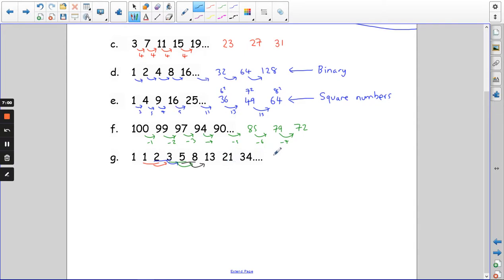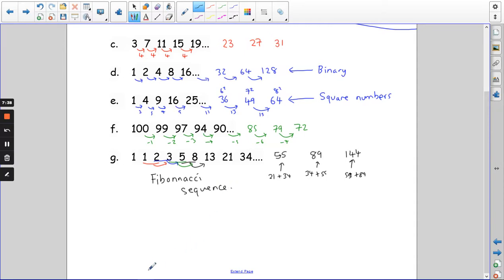So 21 and 34 makes 55. Okay. So 21 add 34. 34 add 55 is 89. Okay. And 55 add 89, what's that? 144. So you add the two previous numbers together, and this is called the Fibonacci sequence.